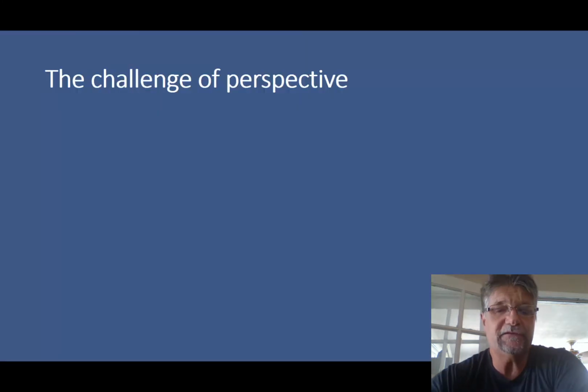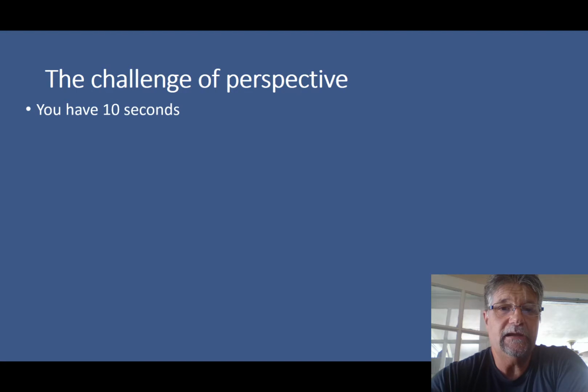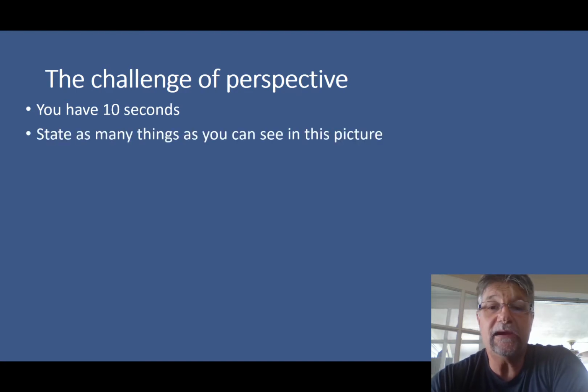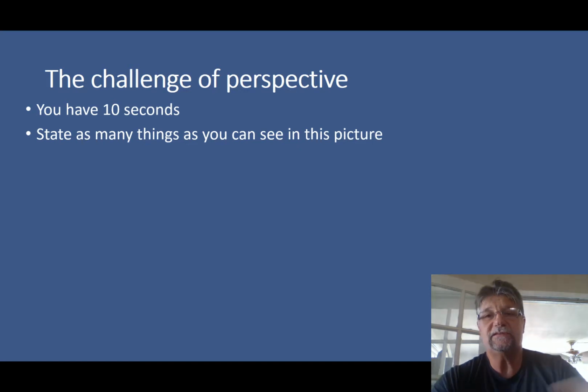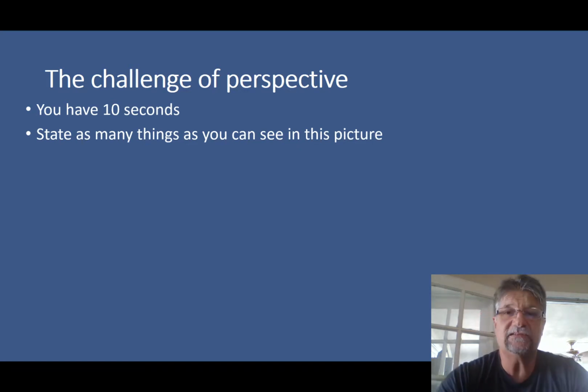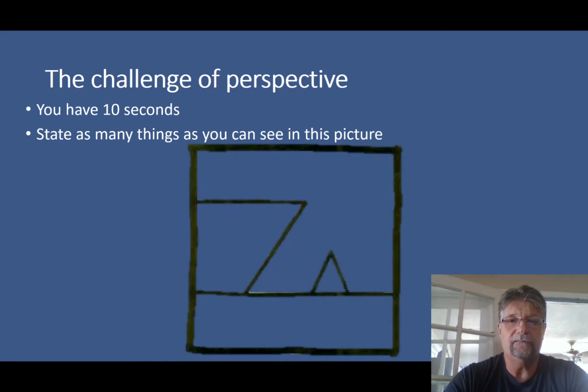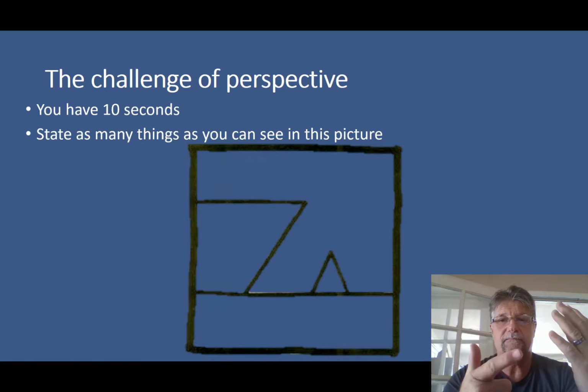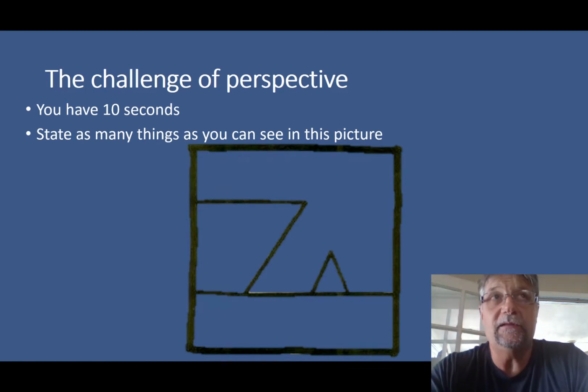And the way we're going to do that is first, you have 10 seconds. I'll count them out. And you are going to state as many things as you can see in this picture that I'm about to show you. So get ready. So 10 seconds, just think of as many things as this picture can be. Ready? Go. Ten. So how many did you come up with?